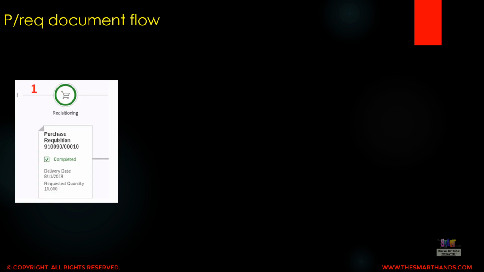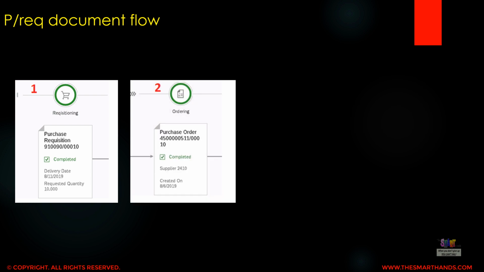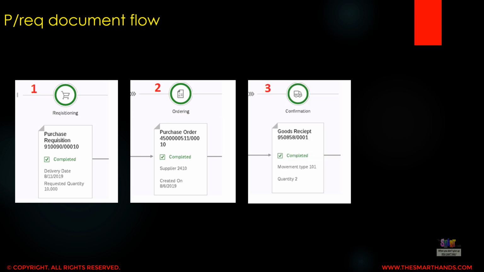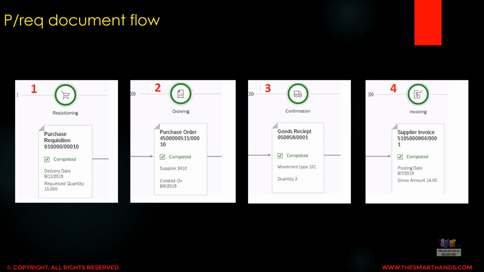So in a typical scenario, first of all, we create a purchase requisition, and then from the purchase requisition we create a purchase order. Now from the purchase requisition we can also create a request for quotation. That's optional, but generally we create a purchase order with reference to the purchase requisition. Then step number three is we create a goods receipt, and finally we create the invoice. So this is what we're going to see, how we can do it in the S4HANA system.